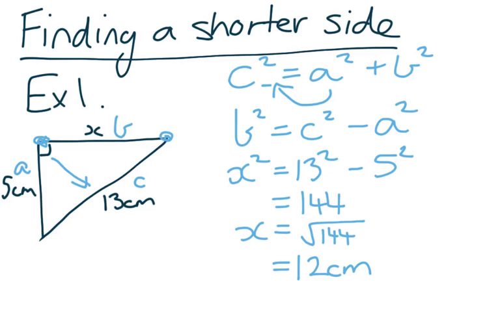So you would need to go back and check over that again. So when you're finding a shorter side, so one of the sides that makes the 90-degree angle, it has to be less than the hypotenuse. Your answer must be less than the hypotenuse.